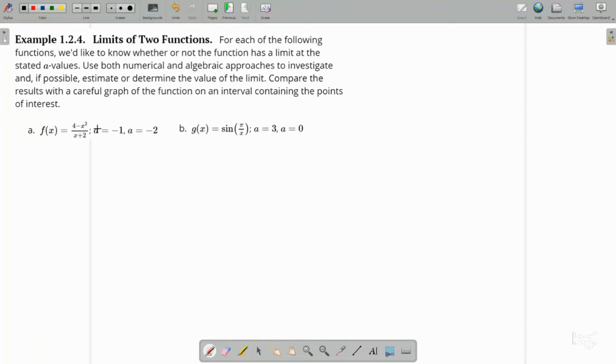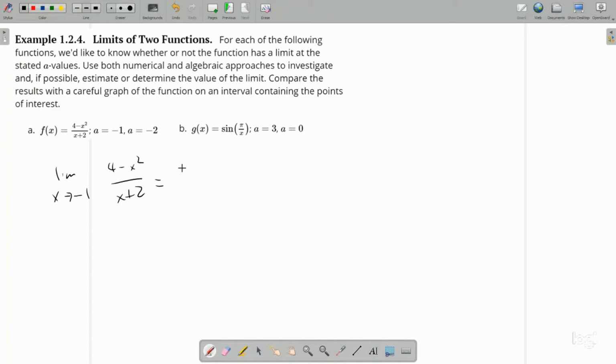Okay, so let's just sort of look at this first example, example A. We are looking at when a is equal to -1. We're asking the question, when x gets very close to -1, what is this function doing? And if you look at this function, you can see that when you try to plug in -1, there are no problems with this function. You're not dividing by 0, you're not taking square roots of negative numbers or anything like that. And so for the limit as x approaches -1 of 4 minus x squared over x plus 2, it turns out that if you can just plug in the number and there are no problems, then you just plug it in and that turns out to be the limit.